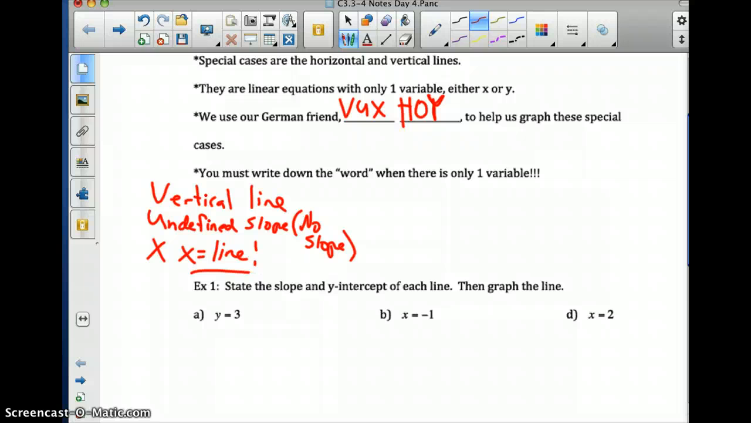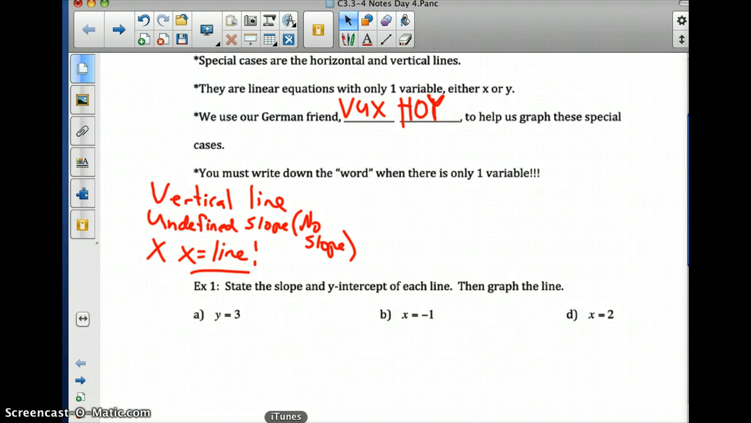Once we do a couple of these, you'll get where the x comes from. These three letters work forwards and backwards. Sometimes you're going to get an x equals line, and you need to know it's Vux. Sometimes you're going to know that the slope is undefined, and that means it's Vux. Sometimes it's going to be a vertical line, and that means it's Vux. Again, when you have this situation, you want to write this word down.